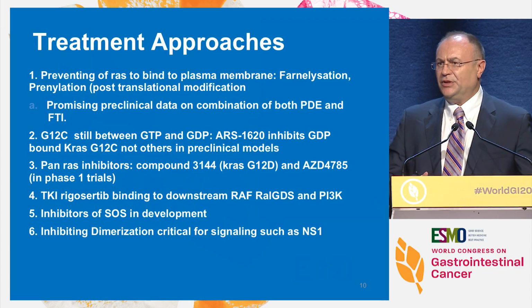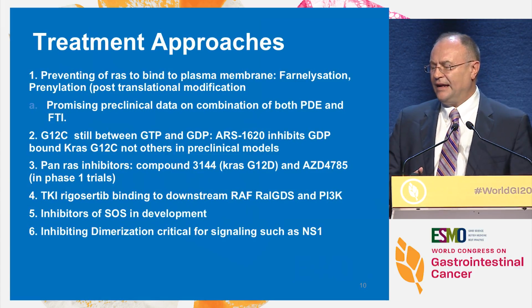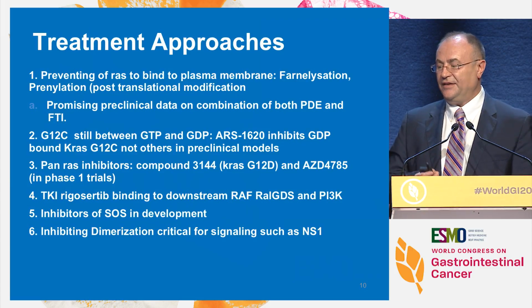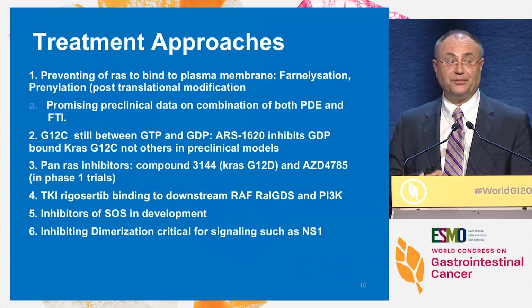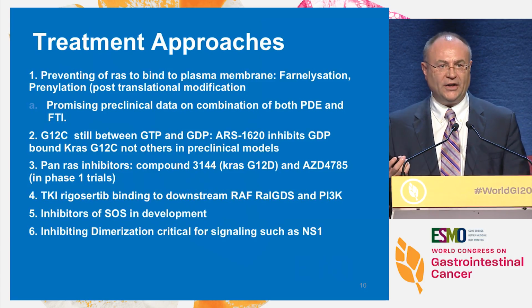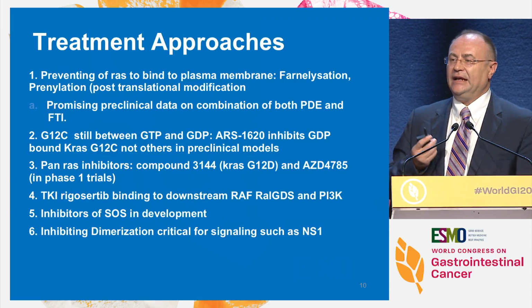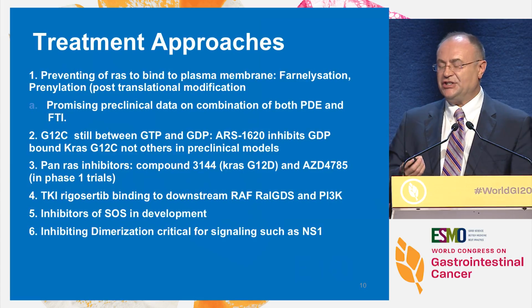So what are the treatment approaches so far in place? Well, there are some interesting compounds which interfere with the binding of RAS to the plasma membrane, particularly the farnesylation and prenylation. There are preclinical data saying one inhibitor is not enough, so they're now combining both an inhibitor of the prenylation and the farnesylation.